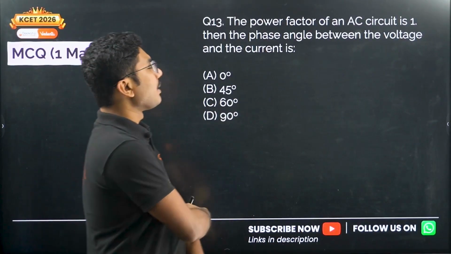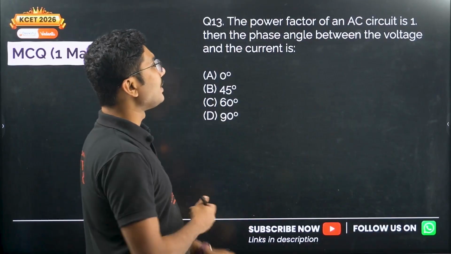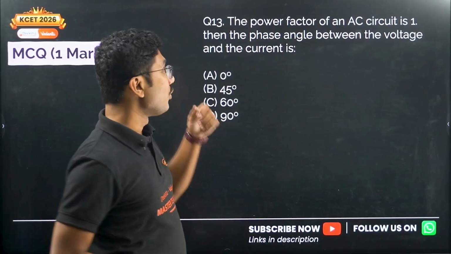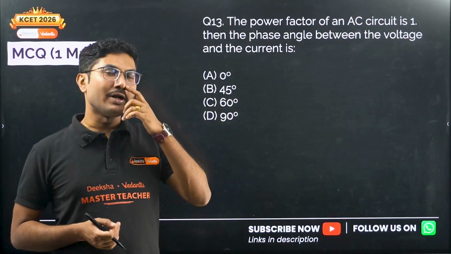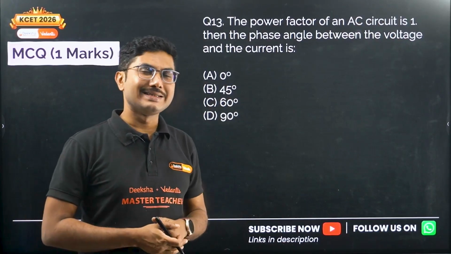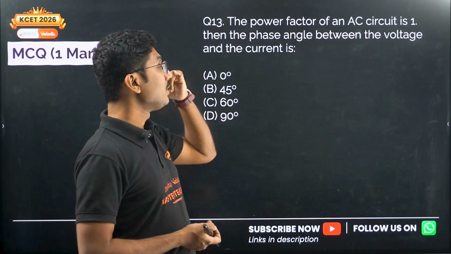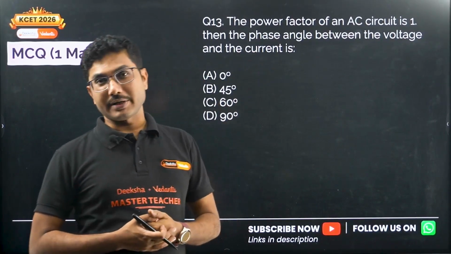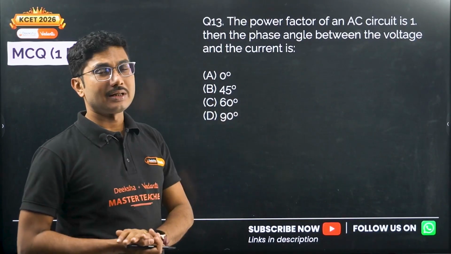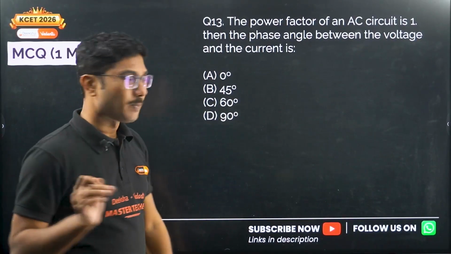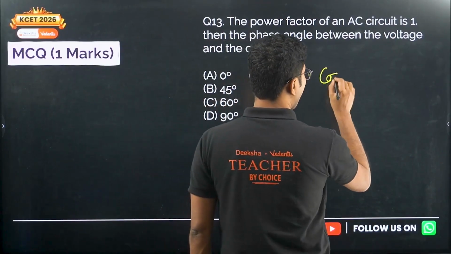Next question. The power factor of an AC circuit is 1. Then the phase angle between the voltage and the current is? Power factor of an AC circuit being 1 means it is basically only a resistive circuit, or the circuit is in resonance. In resonance also the power factor is 1. In case of a pure resistor also the power factor is 1. That means the phase angle between the current and voltage is 0. Cos 0. So power factor is basically given by cos phi.